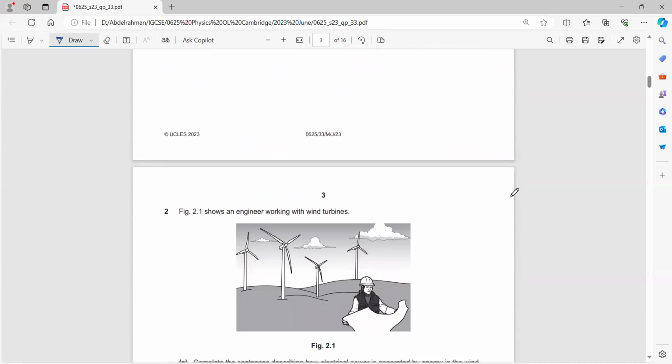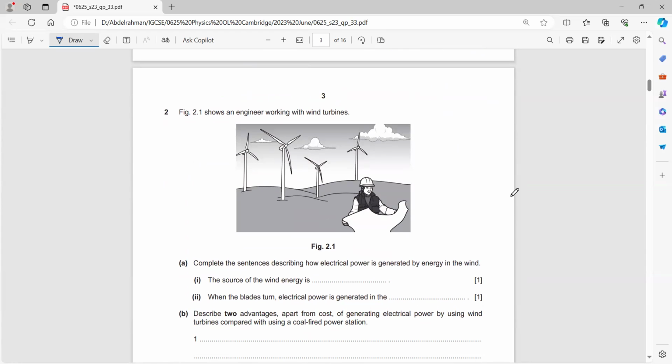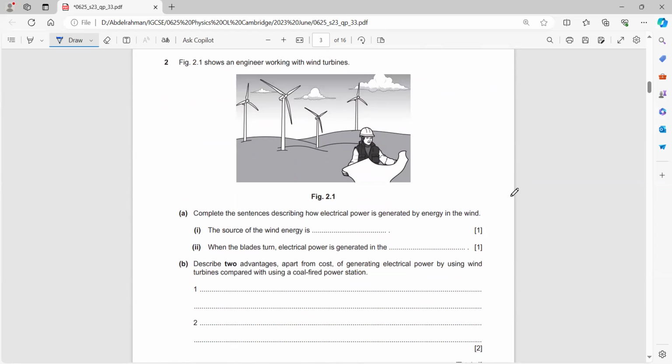Next question. Complete the sentences describing how electrical power is generated by energy in the wind. The source of wind energy is what? Kinetic? I didn't ask what the initial energy type is. The source of the wind energy, electrical? That's the output energy. Chemical? No. The source of the wind energy is the sun. Okay, this is the source.